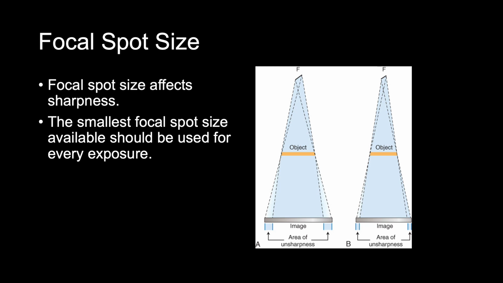The physical dimensions of the focal spot on the anode target in X-ray tubes range from 0.5 to 1.2 millimeters. Small focal spot sizes are usually 0.5 or 0.6 millimeters, and then large focal spot sizes are 1 or 1.2 millimeters. Focal spot size is determined by the filament size.